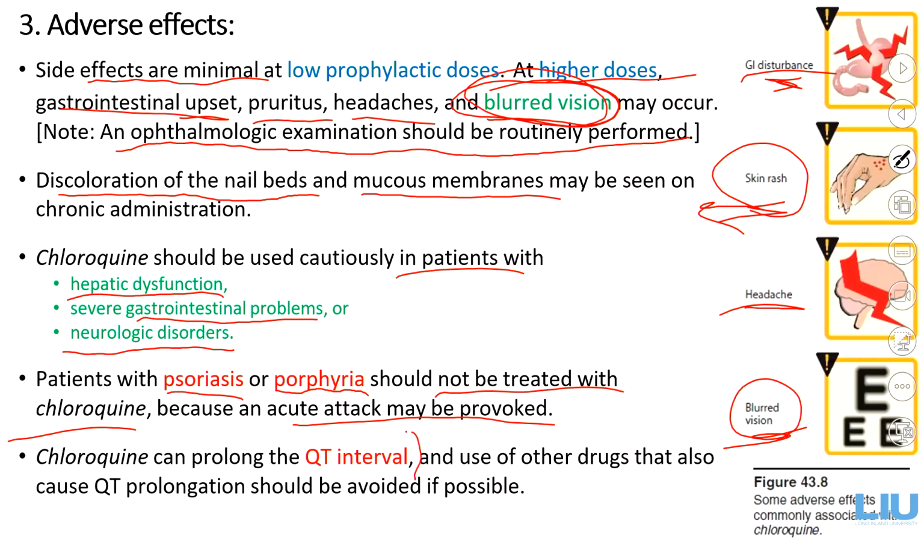And then finally, one of the important side effects for chloroquine that I also expect you to know is something called QT interval prolongation. You guys have seen that before, QT prolongation? What would that cause if you have any drug that causes QT prolongation? What would that lead to? Arrhythmias. Thank you so much. Okay.